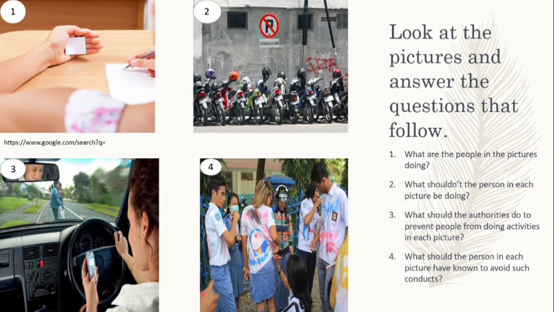There are 4 questions here, and you must answer the 4 questions below. For the first, what are the people in the picture doing? The second one is, what shouldn't the person in the picture be doing? And the third is, what should the authorities do to prevent people from doing the activities in the picture? And the fourth is, what should the person in the picture have known to avoid such conduct?